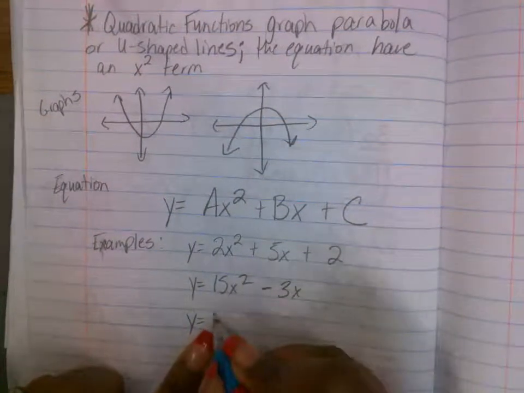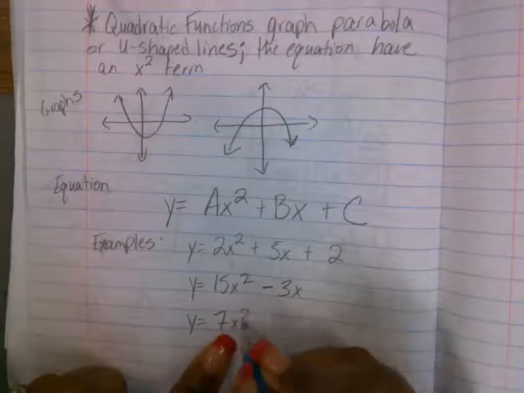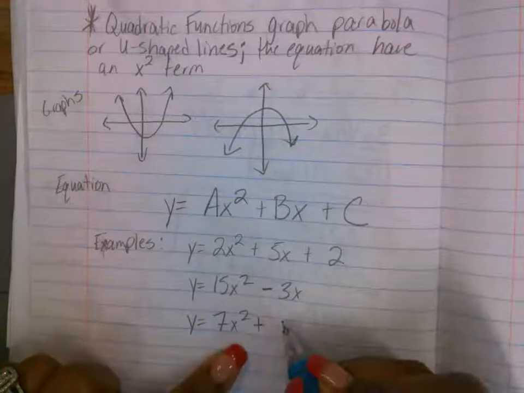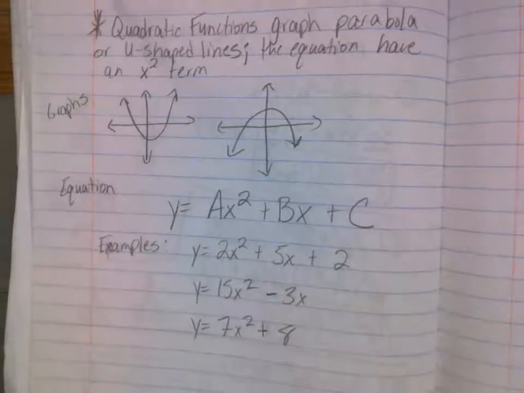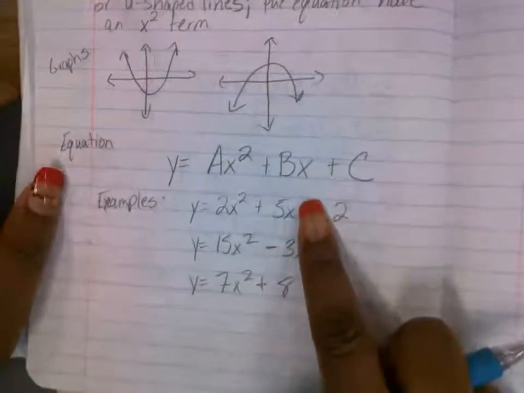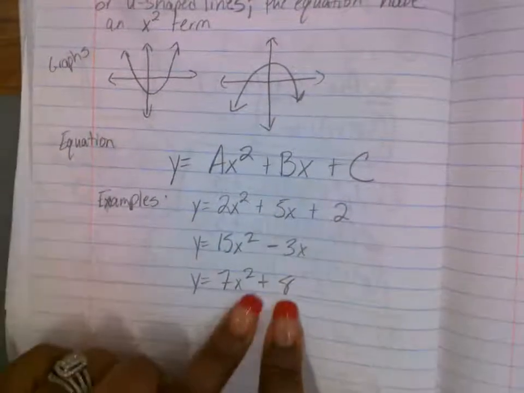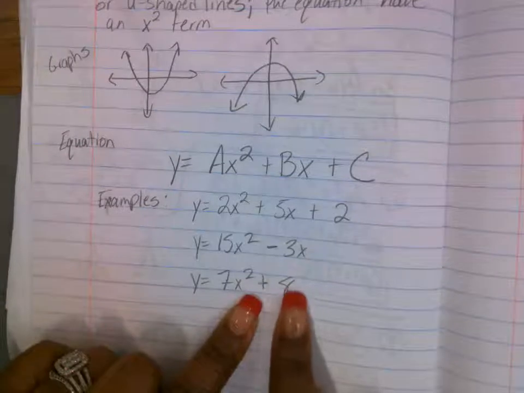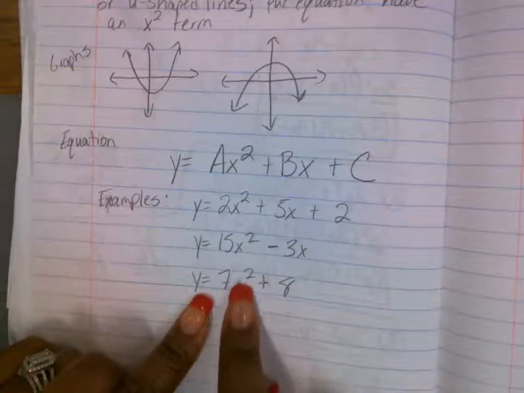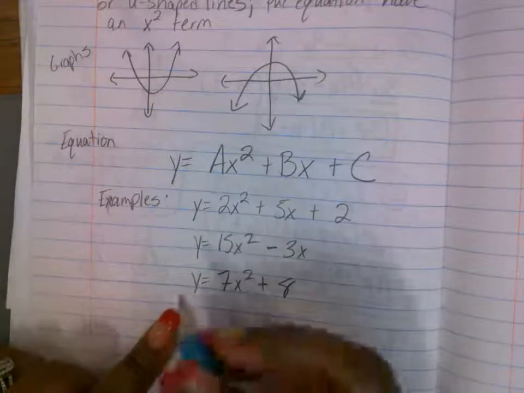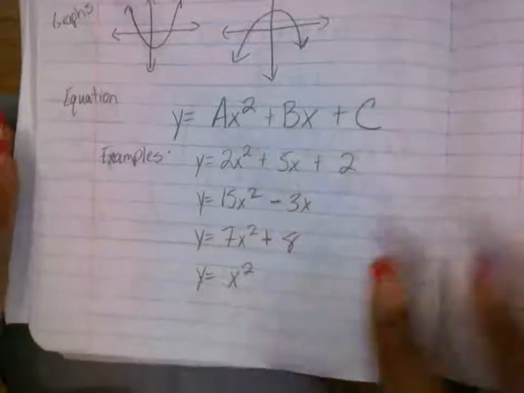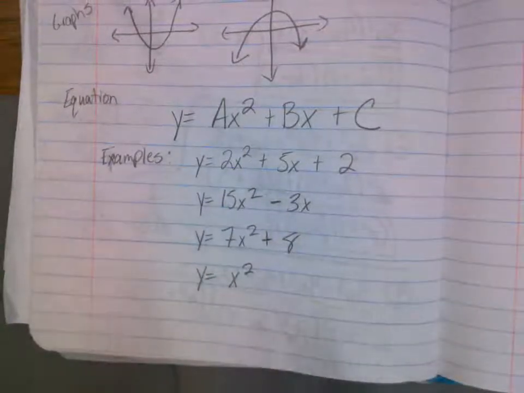You might see 7x to the second power, and you might see plus 8. This is still a quadratic function, even though the b term is missing. Even though there's no x term here, it's still a quadratic function because it has the x to the second power. And of course, you could see something as simple as x squared. This is a quadratic function because it has the x squared term.